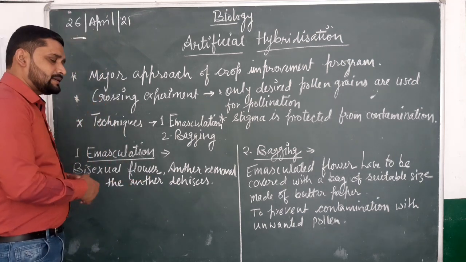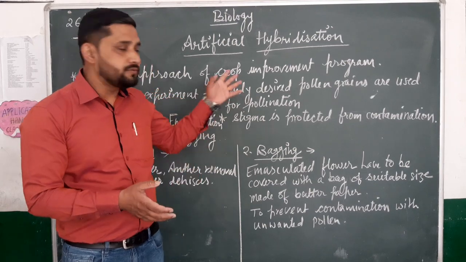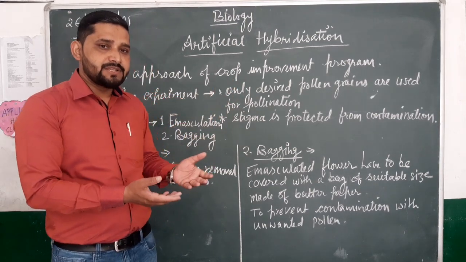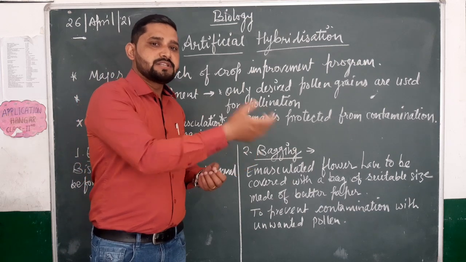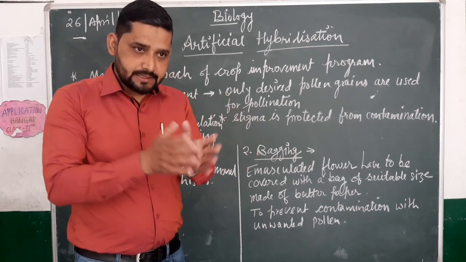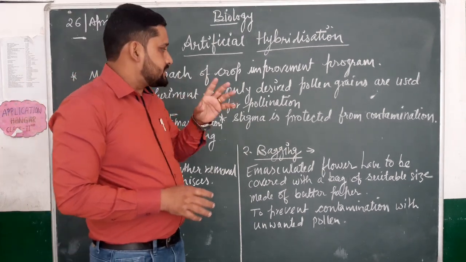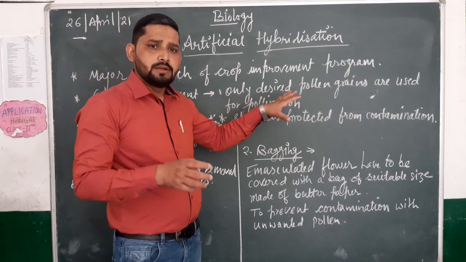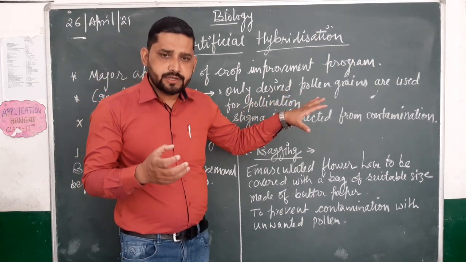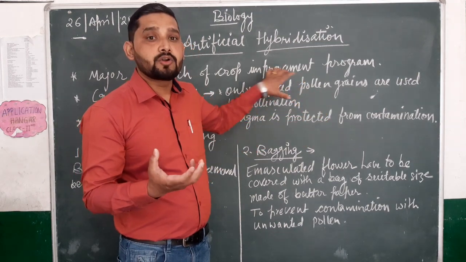The next thing is, it is a crossing experiment. Artificially we are doing the crossing, right? That means we are putting the male gamete, that means the pollen, on the stigma of the flower, right? That is the crossing experiment that we are doing. So in this crossing experiment, what are we talking about? We are talking about the improvement of quality, the crop improvement program.